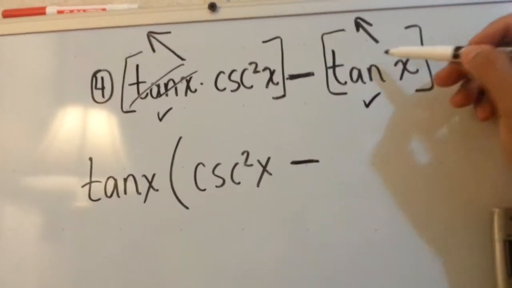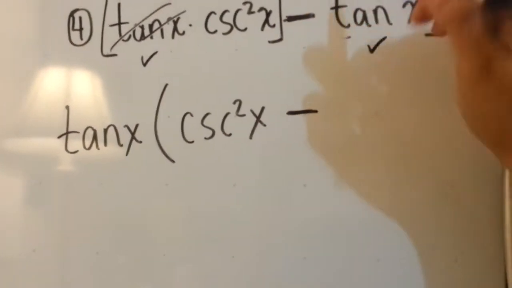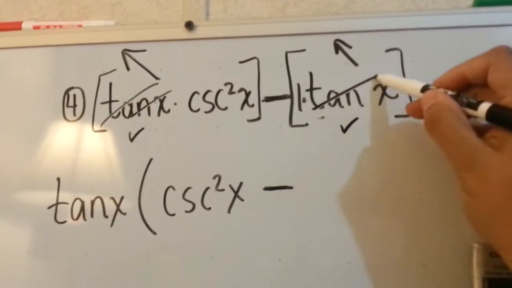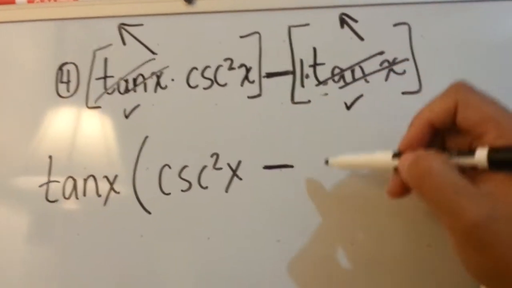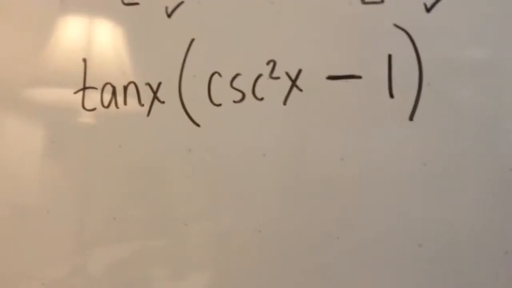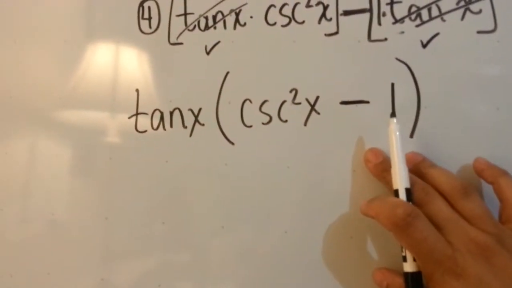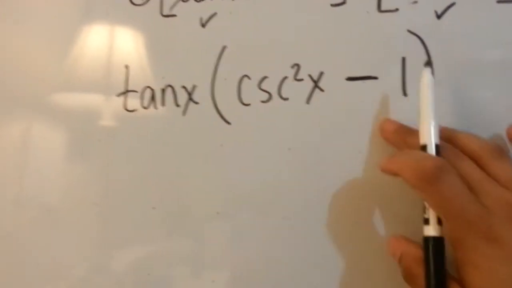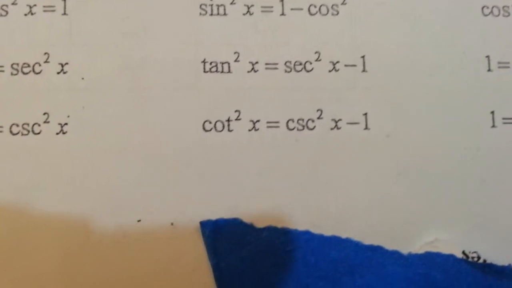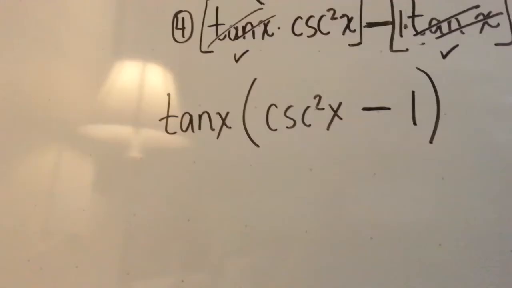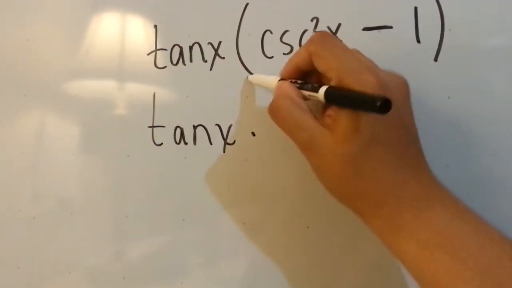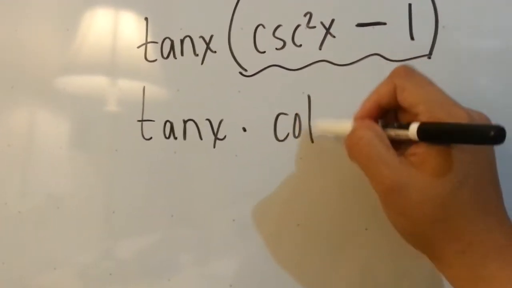Now what is left over when I remove the tangent? What you have to remember is that this is never alone. This is 1 times the tangent. So when you remove the tangent, you have a 1 left over in its place. Alright, this should be familiar because in your identities, cosecant squared x minus 1 is equal to cotangent squared x. So we can go ahead and substitute it. This whole thing is equal to cotangent squared x.